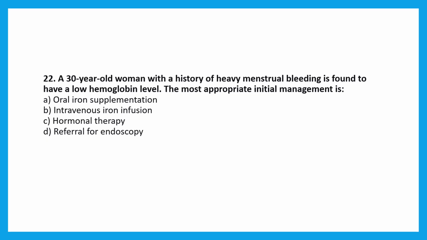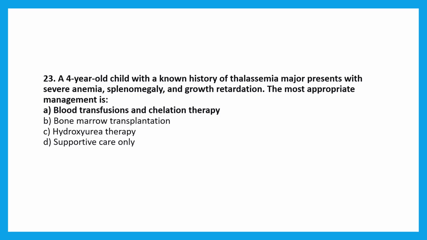Question 22: A 30-year-old woman with a history of menstrual bleeding is found to have a low hemoglobin level, and the most appropriate initial management is what? We said oral iron supplementation. Even though this is a repetition, you need to recognize that we are just practicing here. The earlier you answer the question, the better, because that actually helps.